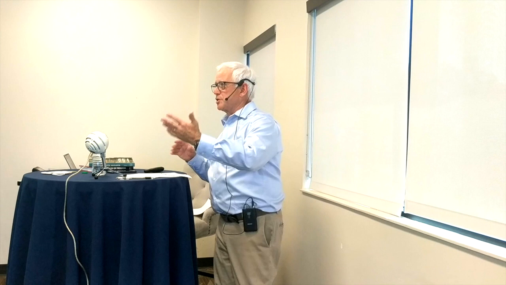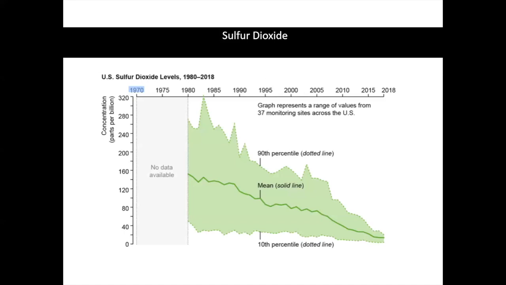People just barely trying to eat in 1900 were less concerned about the air they breathed. But as our standards of living increased, especially after World War II, we started wanting more environmental quality, and we started getting it, a lot of it due to the Environmental Protection Act. Here are U.S. sulfur dioxide levels from 1970 to 2016. The solid green line is the mean. The 90th percentile is the dotted line, the 10th percentile dotted, and there's a range of values from monitoring sites across the U.S. But notice how each of them is going down. Less sulfur dioxide.